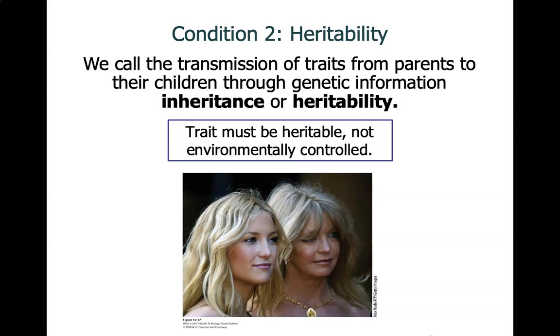So condition number 2 is that the trait that you are looking at must be heritable. So we've already talked about genetic inheritance and the idea that individuals pass on information to the next generation, and that information is encoded in their gametes. But sometimes variation is actually variation that is due to the environment. So the variation that you're talking about must be genetically controlled, not something that is variation due to an environmental factor.